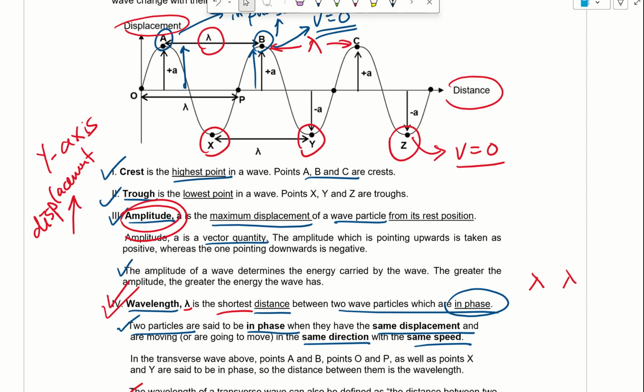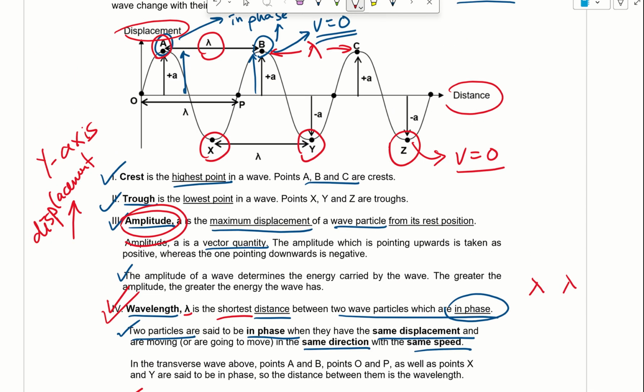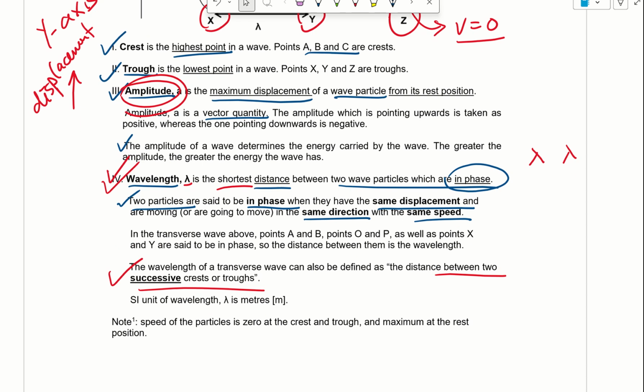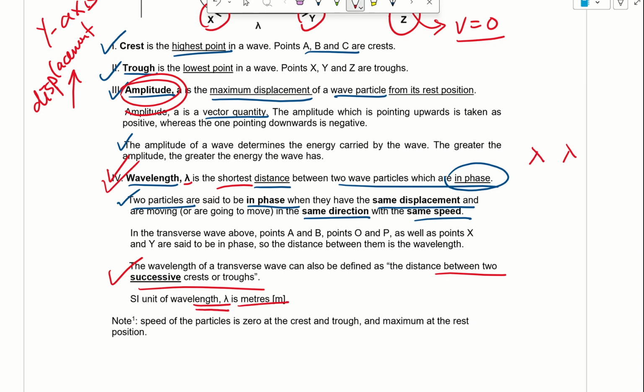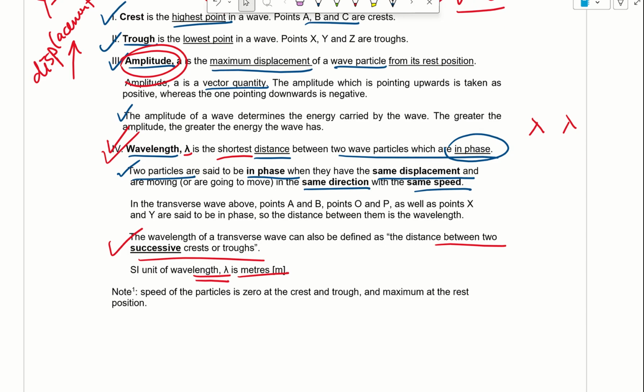So I look for the first crest, and then I look for the next crest. The horizontal distance will then be the wavelength. Simple. And take note, the SI unit of wavelength, because it's length, is meters. So lambda, the SI unit for lambda is meters. And this is what I mentioned just now. The speed of the particle is 0 at the crest and trough, and maximum at the rest position.